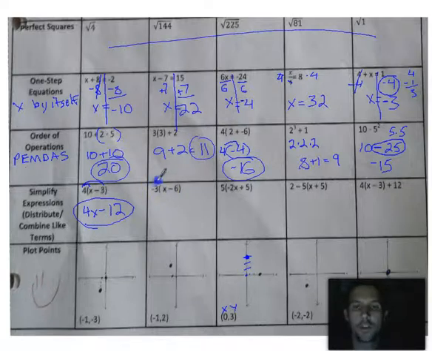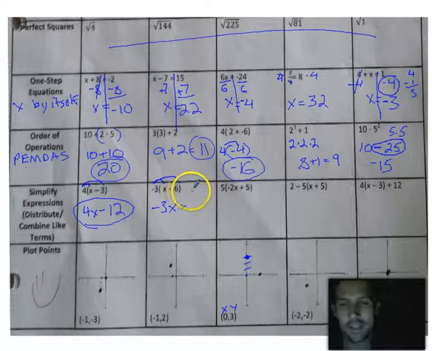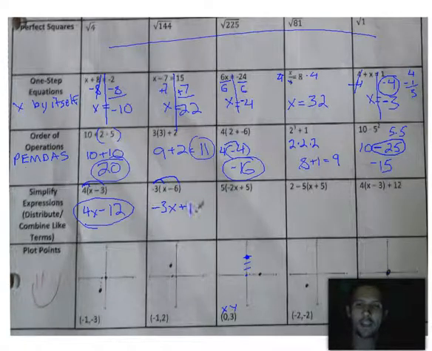We're going to distribute the negative 3 to both of them. Negative 3x, because it's negative 3 times x. And we have a negative 3 times a negative 6, a positive 18. 6 times 3 is 18, last time I checked. And that's the final answer for that one.